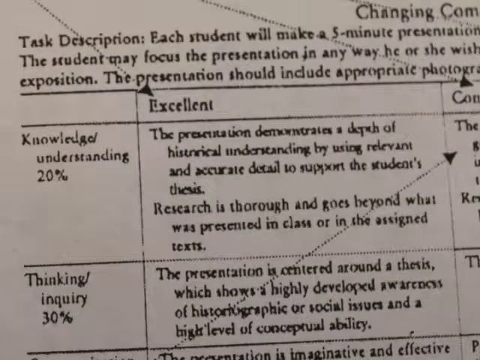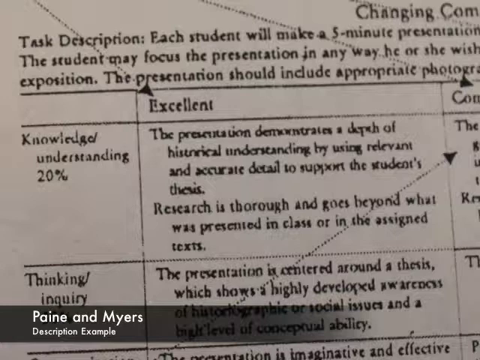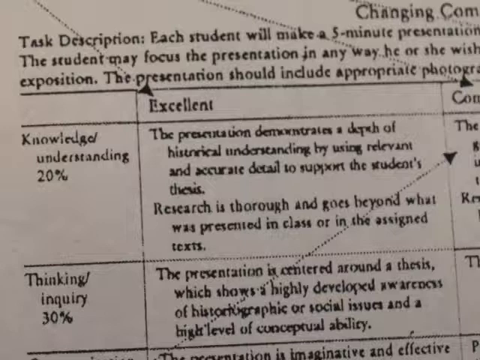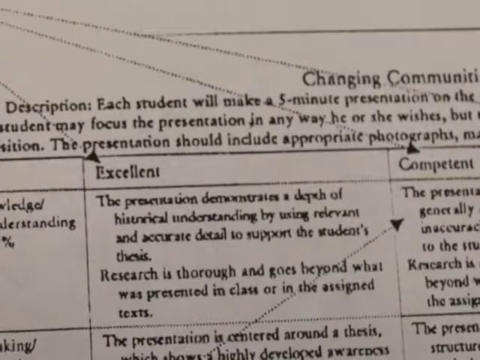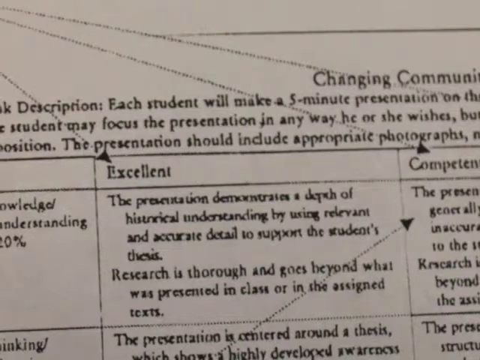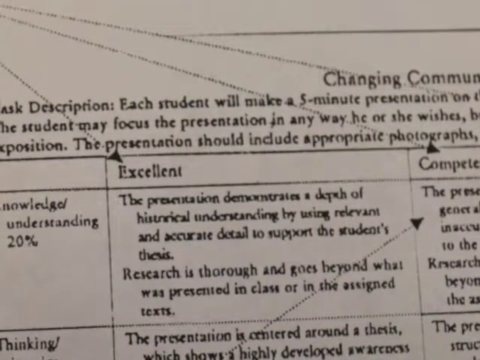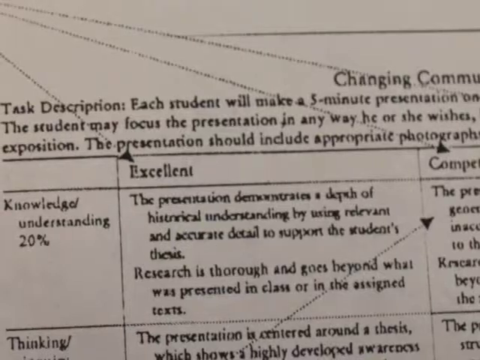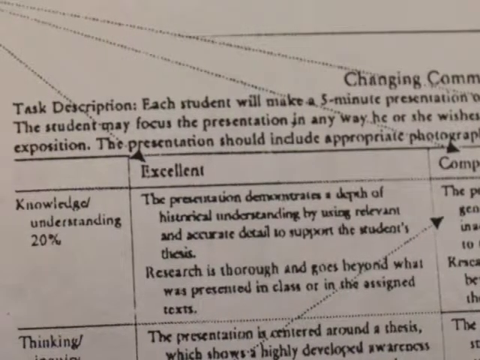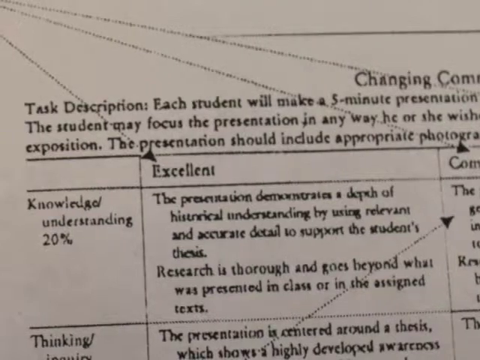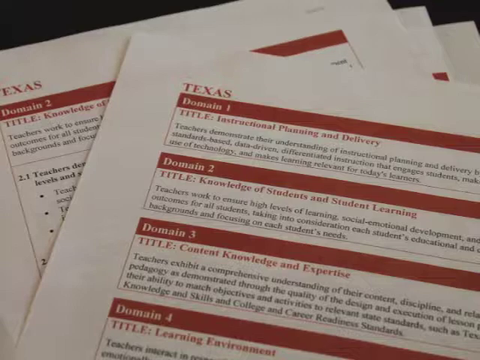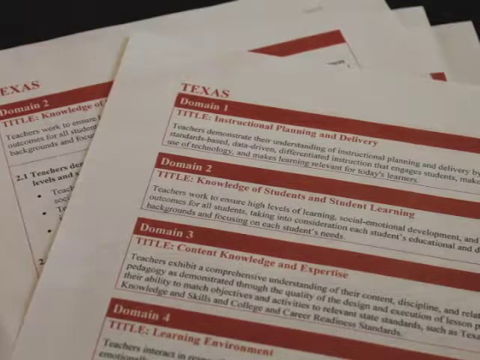Look at the top left description on the example rubric. It reads, "The presentation demonstrates a depth of historical understanding by using relevant and accurate detail to support the student's thesis. Research is thorough and goes beyond what was presented in class or in the assigned texts." The text in this cell provides an exact description of the optimum performance for the dimension being evaluated: knowledge understanding. This performance descriptor will be the source for alignment with the Texas Teacher Standards.